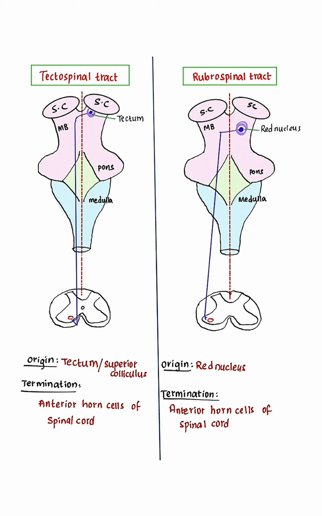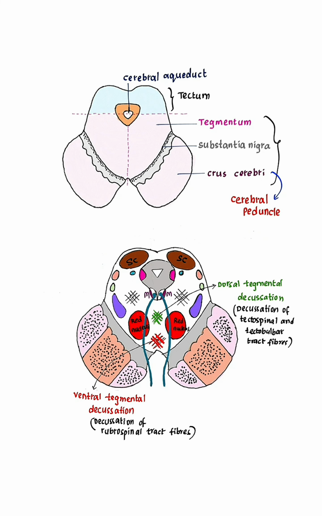Rubrospinal tract. The fibers of the rubrospinal tract arise from the red nucleus. The red nucleus is present at the level of the superior colliculus of the midbrain. You can see that the red nucleus is present in the midbrain at the level of the superior colliculus.